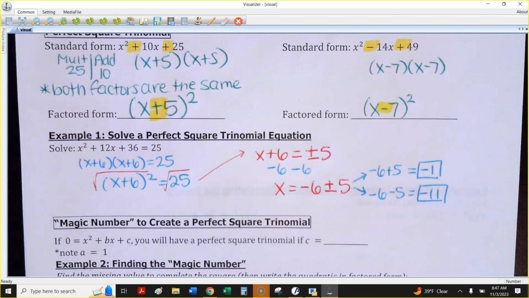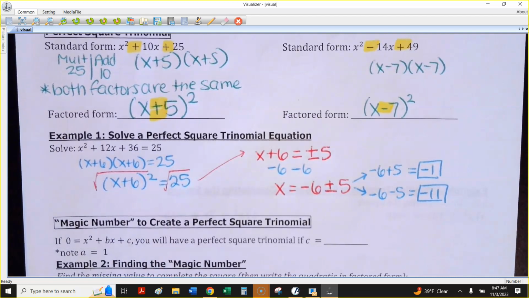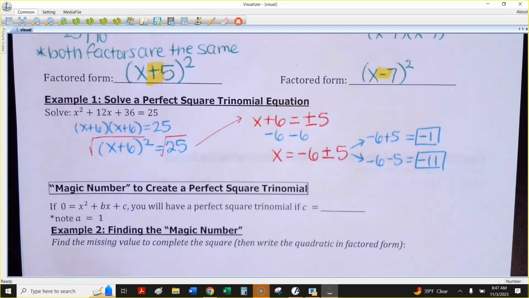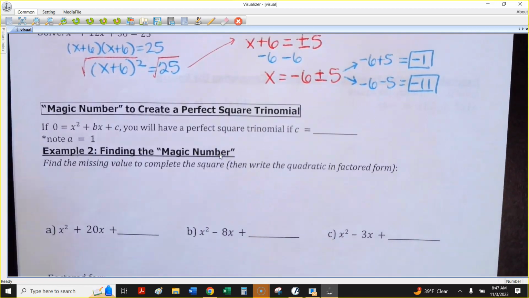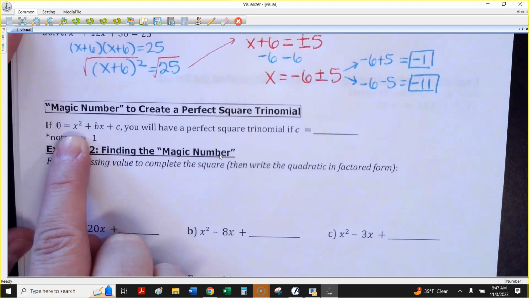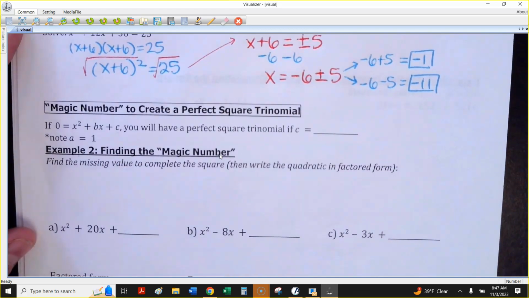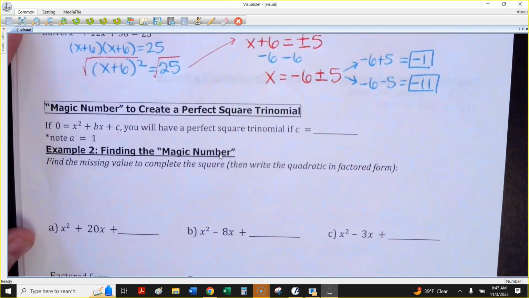Okay, now, this problem had a perfect square trinomial in it, so it was easy for us to make the factors. If you don't have that, you can create that, and it has to be of this format. I'm not going to give you guys any that aren't, but if you're going to do completing the square, it has to start with an x squared. The x squared cannot have a number in front of it. It has to just start with x squared. You can't do this if the a value is anything other than 1.